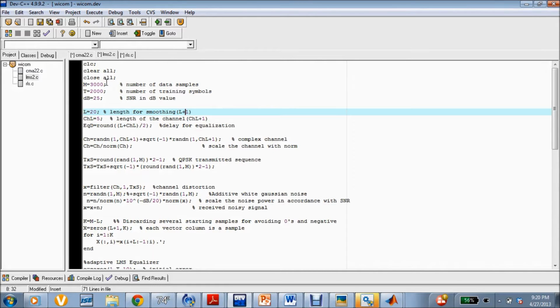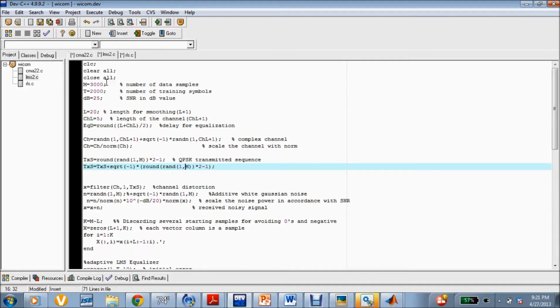and the channel length and the equalization delay are initialized, and we have randomized the channel parameters. So the LMS equalizer can work for any random channel. So we have normalized that, and I'm generating a QPSK transmitted sequence with a random number, which is also complex.